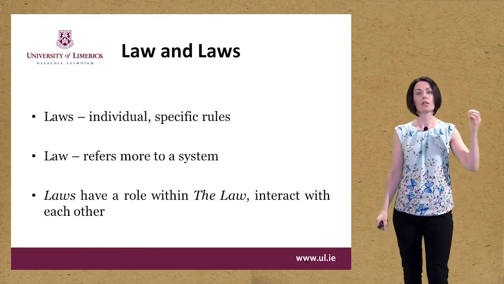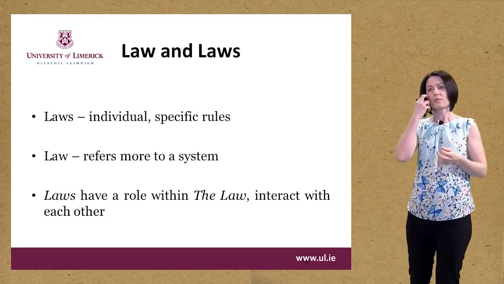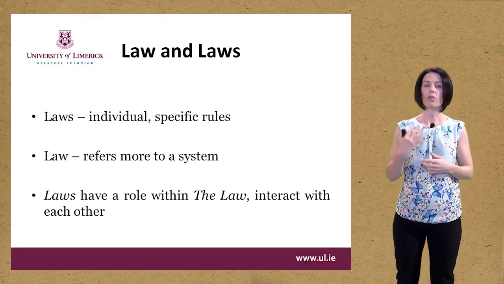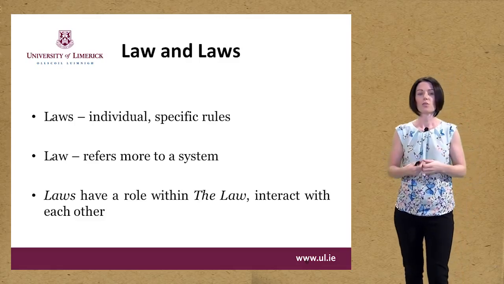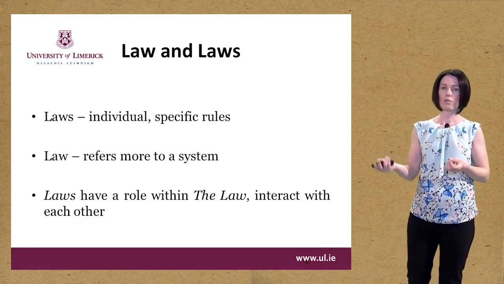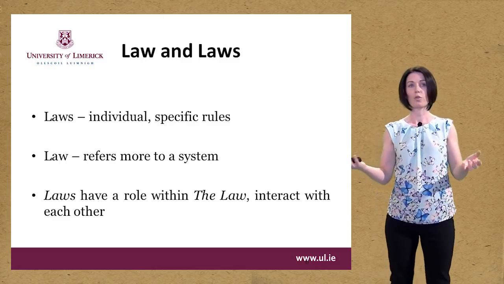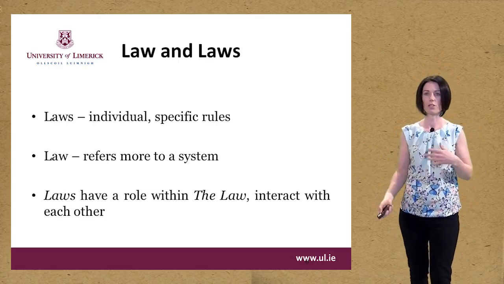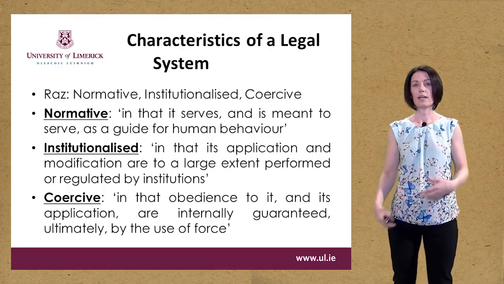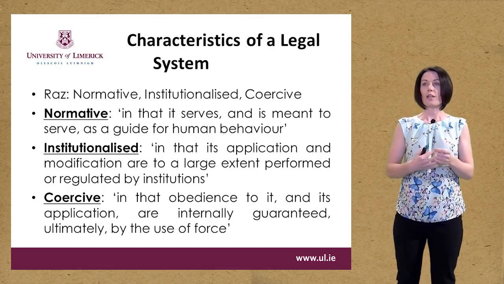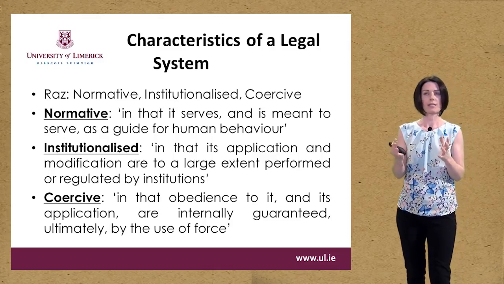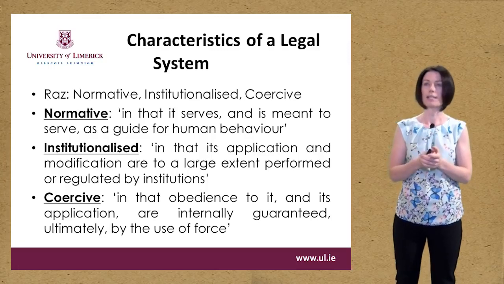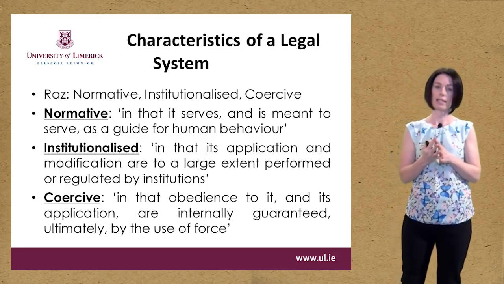So when I referred earlier to what is law and laws, laws are individual specific rules that you might find as a civil law rule or a common law rule or a statutory provision. So we have a number of rules or a number of principles, and they're generally referred to as the laws. And the law then refers to more of a system, such as our Irish legal system, in which the laws operate. Okay, so they interact with each other within the Irish legal system. So if we look at the concept of a legal system, Raz, who is a legal philosopher, has highlighted different characteristics of a legal system.